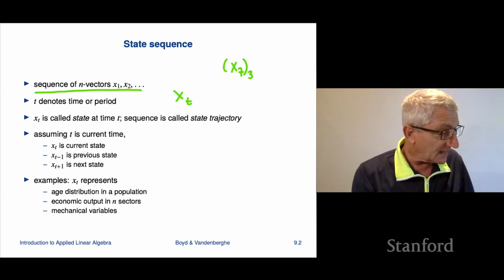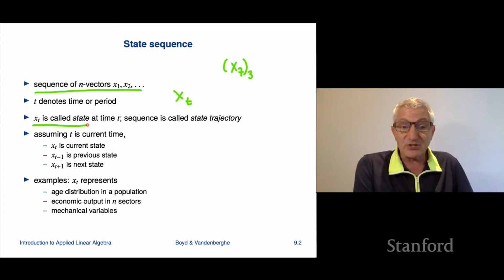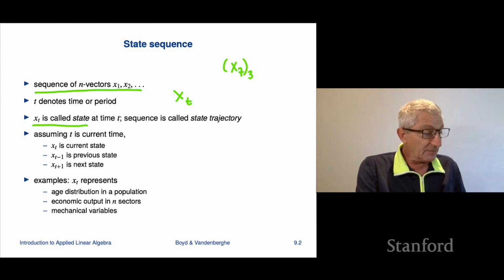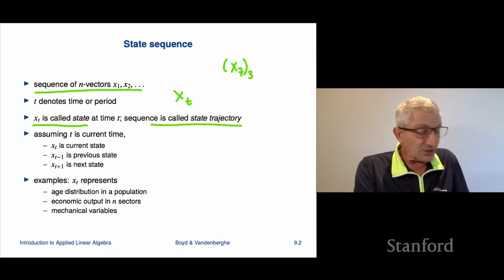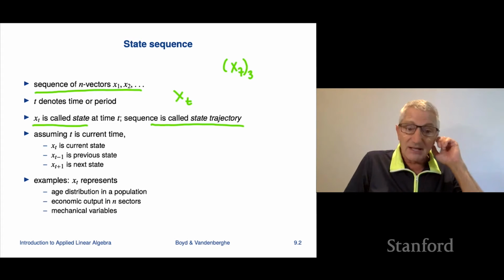Okay, so x sub t is going to be called the state. X is a traditional symbol for the state, but there are lots of others that are used. And the sequence is called a state trajectory. A trajectory just tells you how something evolves across time, and so that's what this is. It's a state trajectory.